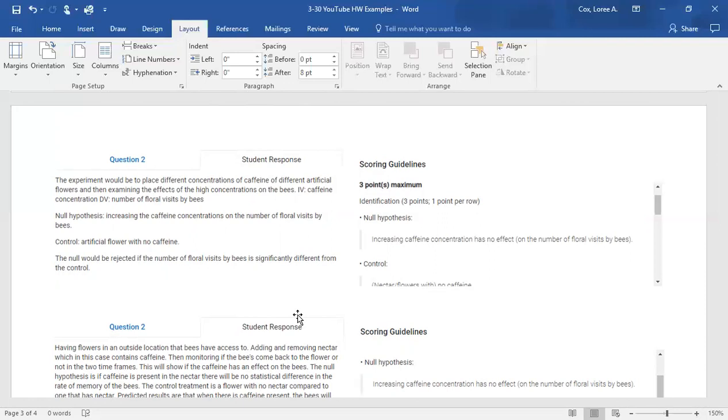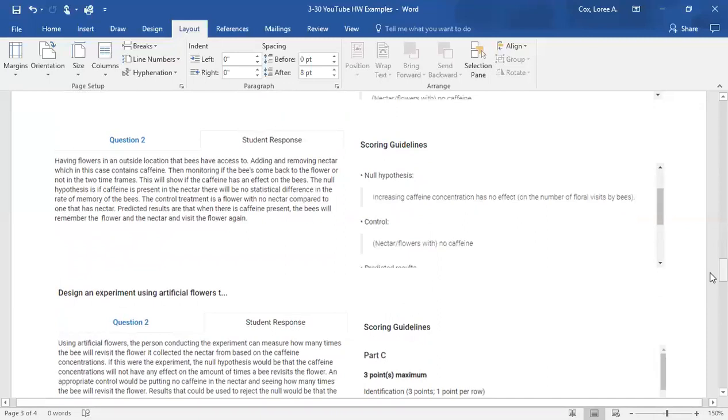So, null hypothesis. They've clearly indicated that this is where they want to earn their point. Increasing the caffeine concentration on the number of floral visits by bees. This is not a null hypothesis. So even though it says null hypothesis, this is not stating one. Control, artificial flower with no caffeine. And the null would be rejected if the number of floral visits by bees is significantly different from the control. That's true, but that's not a prediction. Okay, so first of all, null hypothesis, we want to see that there would be no difference between the control and the treatment, right? So we would expect to see the same amount of visits on the caffeine treated flower as the non-caffeine treated. Okay, so this person earned 1 point and that was for their control.